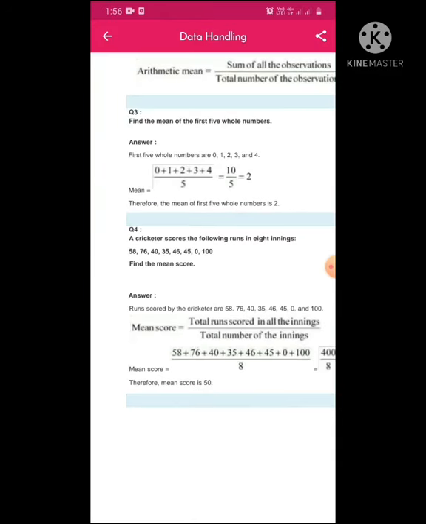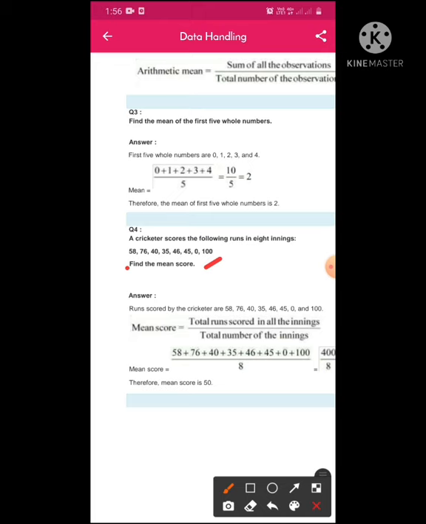See the fourth question. A cricketer scores the following runs in 8 innings. A cricketer is playing cricket and he is scoring runs in 8 innings. So how many innings are there? See here, there are 8 innings. And how much is he scoring? 58, 76, 40, 35, 46, 45, 0 and 100. These are the innings. Find the mean score. We have to find the mean score.